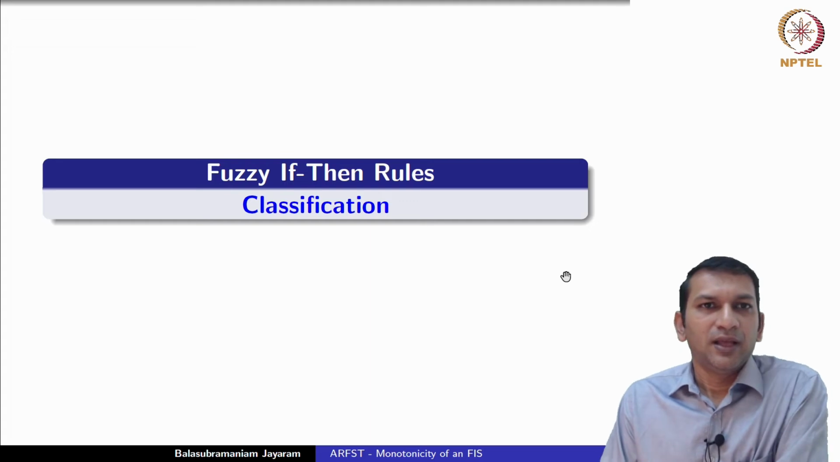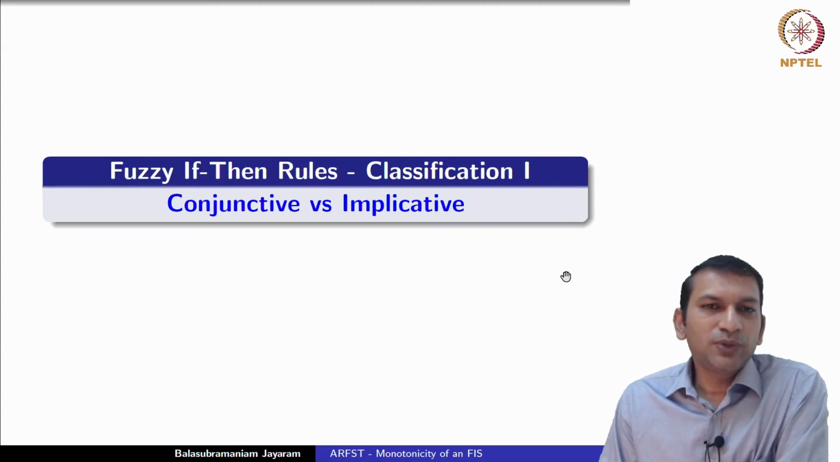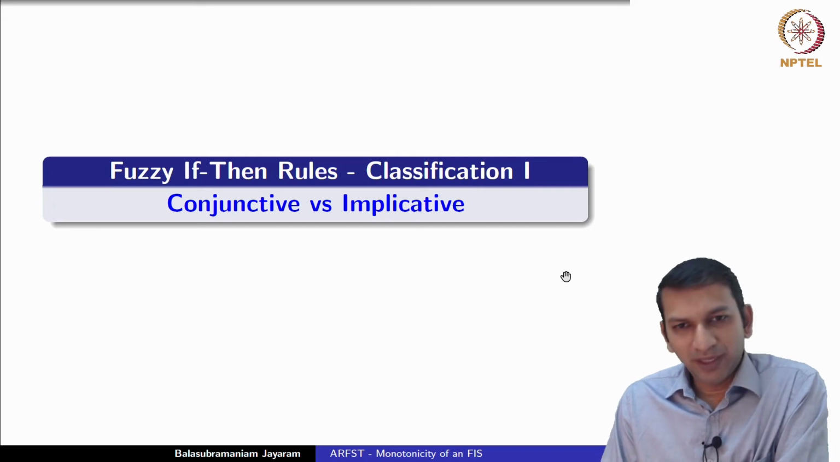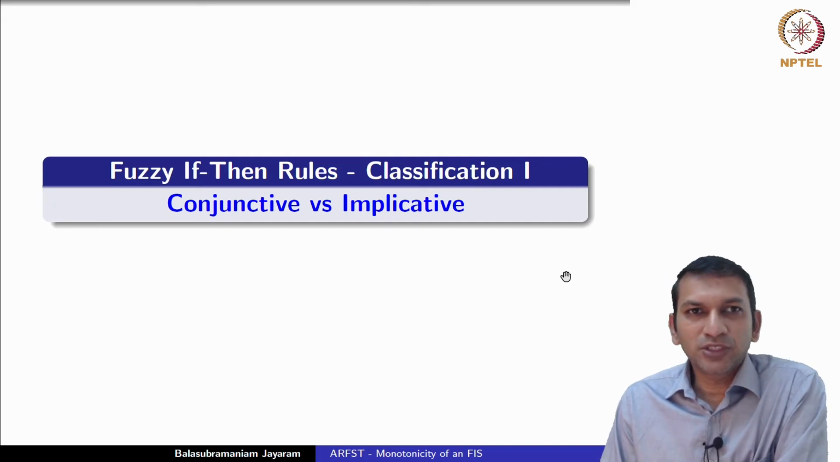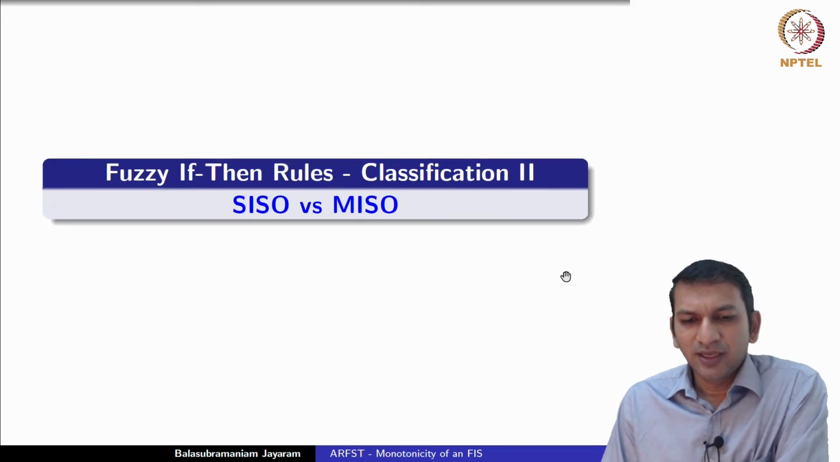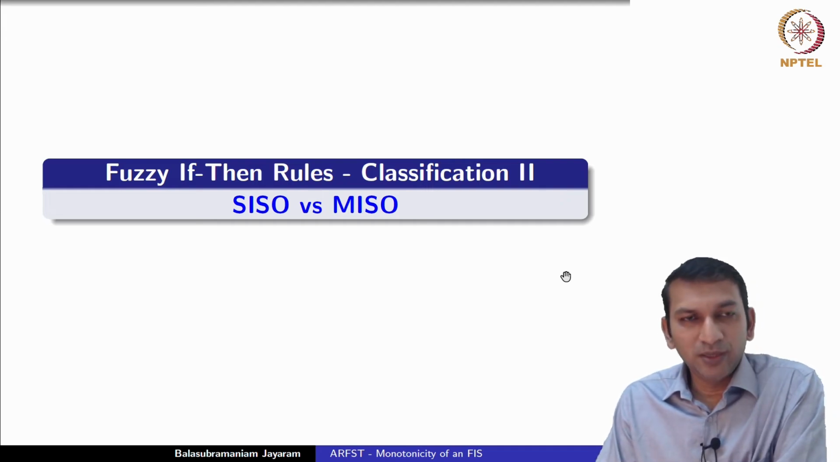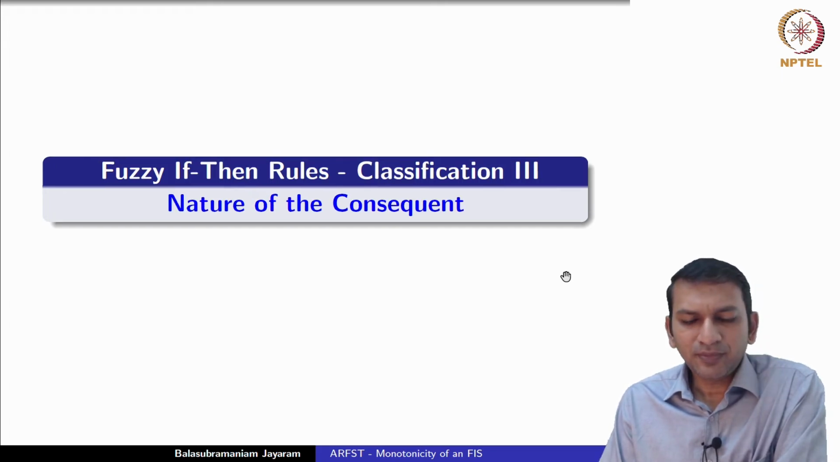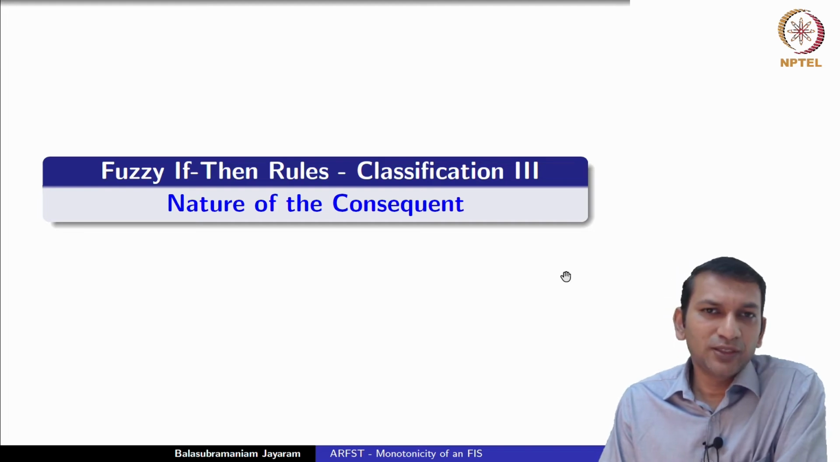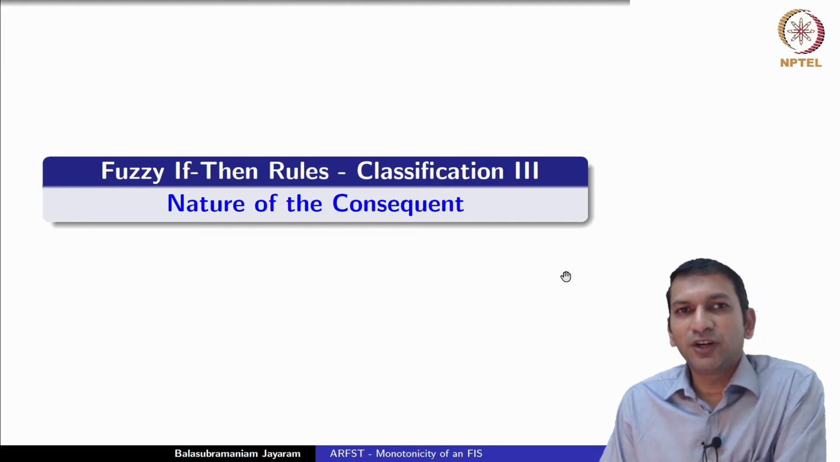Well, we have seen many types of classification of fuzzy if-then rules. The first one was that of conjunctive or implicative, where we looked at it as positive examples or as constraints. The second type of classification was that of whether they are single input or multiple input, based on the arity of the inputs. The third type we saw was based on the nature of the consequent, whether the consequents were fuzzy sets or functions of X, as in the case of TSK fuzzy systems.